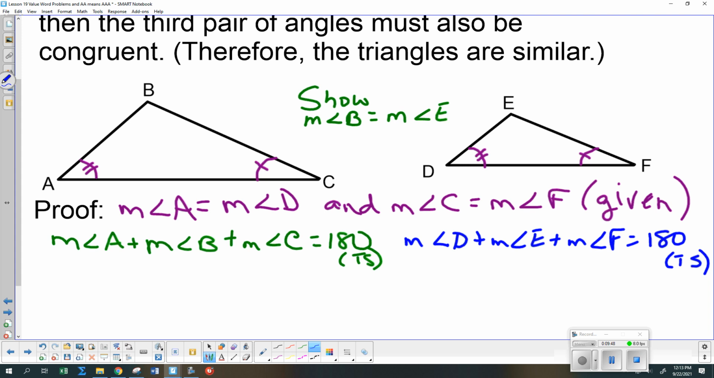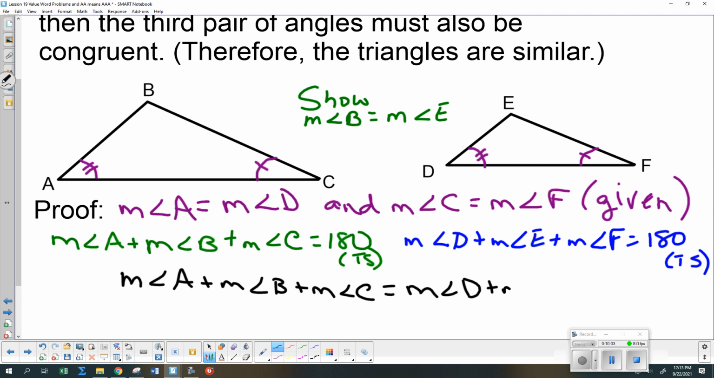They're all 180. So I'm going to write down just the 2 long ones have to equal each other: the measure of angle A plus the measure of angle B plus the measure of angle C must be the measure of angle D plus the measure of angle E plus the measure of angle F.